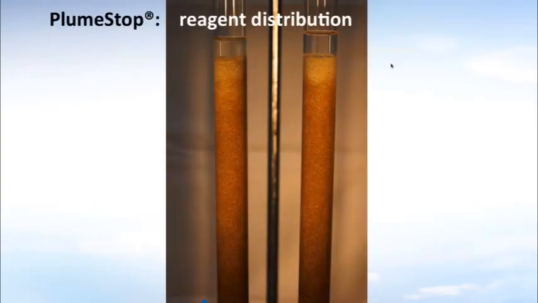To give an idea of the distribution, this is perhaps the most graphical illustration to date. These are two columns of fine to silty sands. Onto one, we're going to put powdered activated carbon. Onto one, we're going to put PlumeStop. We're then going to open the taps in the bottom of these two columns and watch what happens. This is what happens.